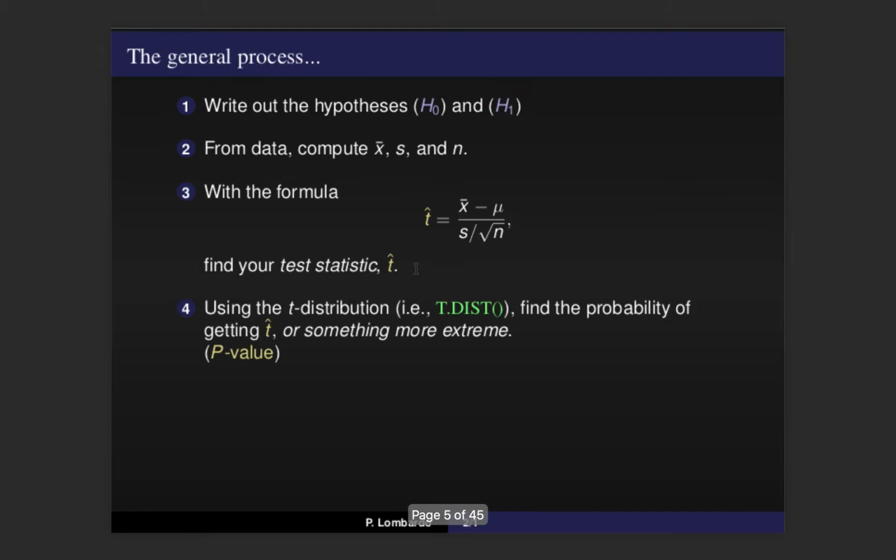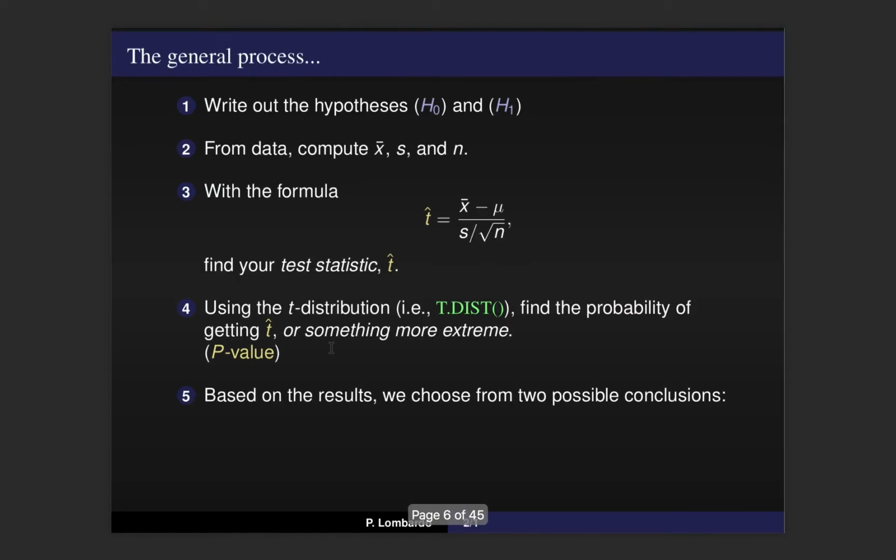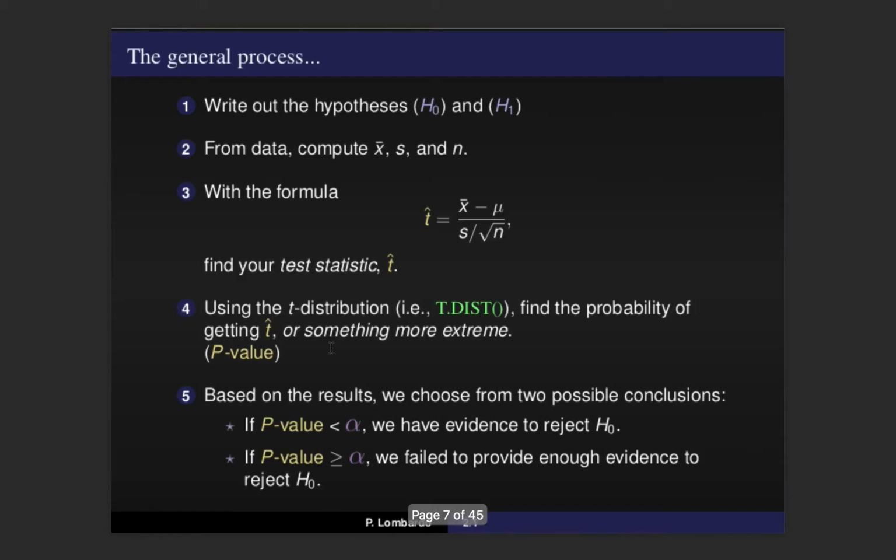Once we have our t-score, we're going to find the probability of getting t-hat, our test statistic, or something more extreme. We call this probability the p-value for the hypothesis test. Finally, once you know the p-value, we choose from two possible conclusions. If the p-value is below your significance level, and this is something that we set as researchers, much like with confidence intervals, we set our own confidence level, we have evidence to reject H0.